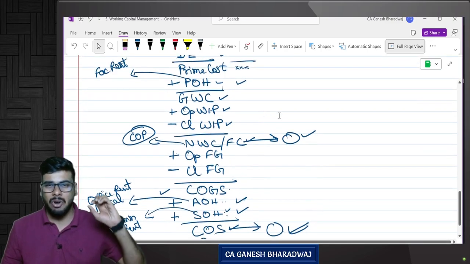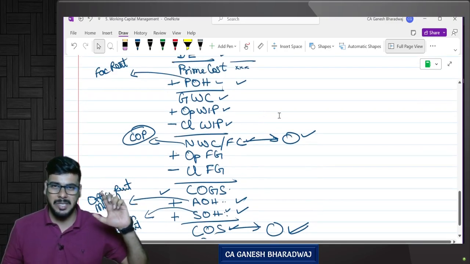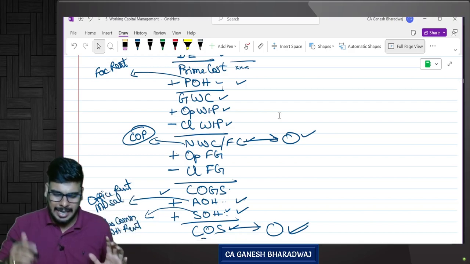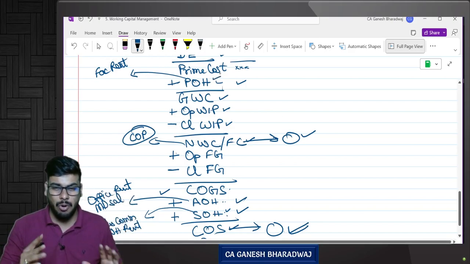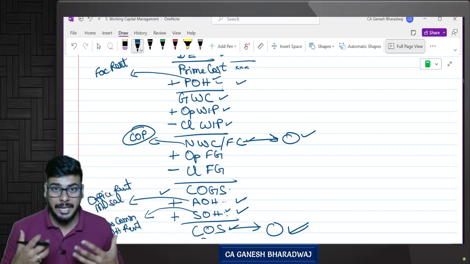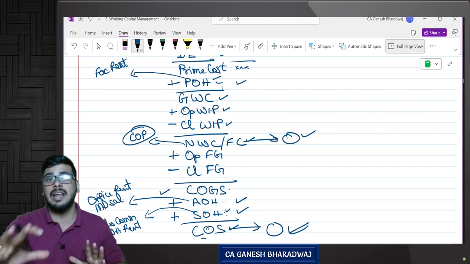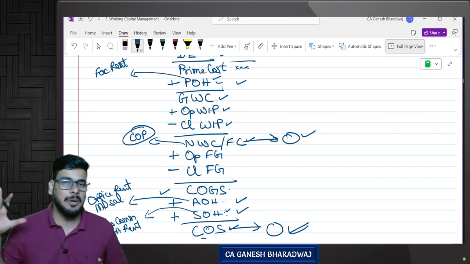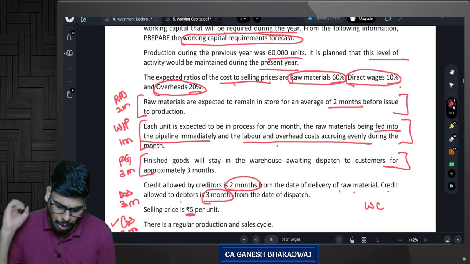Like there will be something called research and development expenses, quality control cost and all. Technically, all of that is a part of production overheads. There it's more format driven, but right now we are just looking at it from a conceptual viewpoint, which is relevant for the purpose of this particular chapter, working capital management.